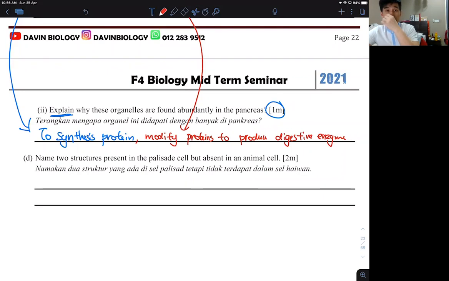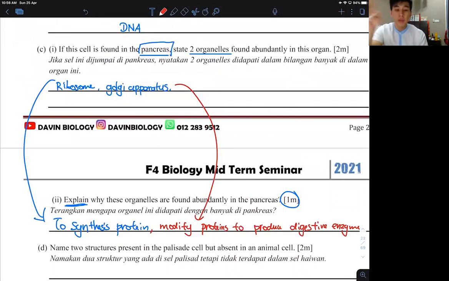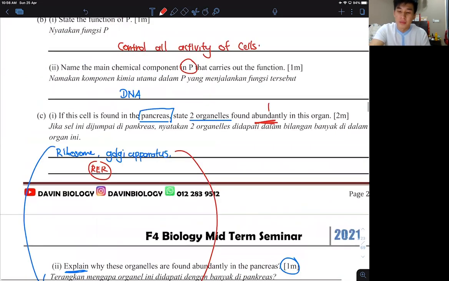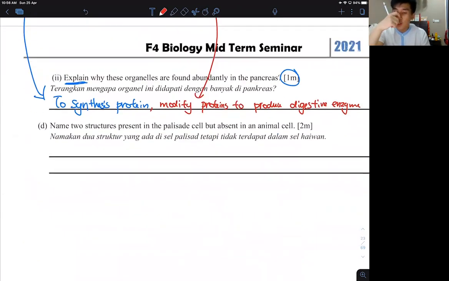Here another organelle besides ribosome. There's only three, though: ribosome, Golgi, or the rough ER. These three only. Like I say, I prefer to write the first and the last, ribosome and Golgi. So besides ribosome, you can write rough ER, but you cannot write other ones. Abundant means banyak, a lot. So it's these three.